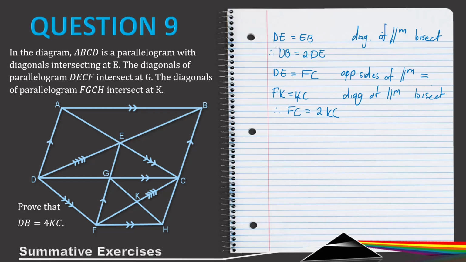Okay, now we basically literally just said all our relationships. Now we can just use this relationship and this relationship. We're basically going to just substitute the relationships into each other. We're going to say that DB, we could have actually said it here, because if DE is equal to FC, that means that DB is also 2 of FC. Okay, and then we know that FC is 2 KC. So instead of saying FC, I'm going to say 2 KC because it's equal to that. So DB is equal to 2, and then substitute FC, 2 KC, and therefore DB is equal to 4 KC, and we've proven what we wanted to.